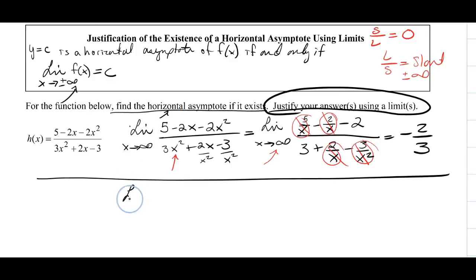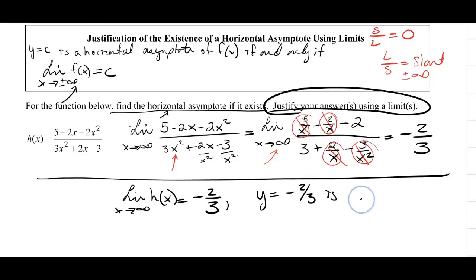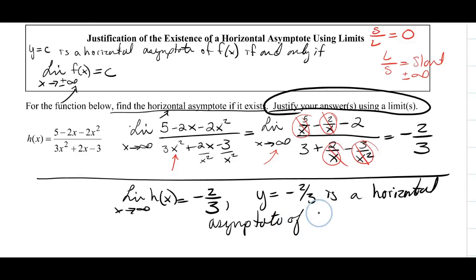Because my limit as x approaches infinity of the function h equals negative 2/3. There's my justification. I can say that y equals negative 2/3 is a horizontal asymptote of h of x.